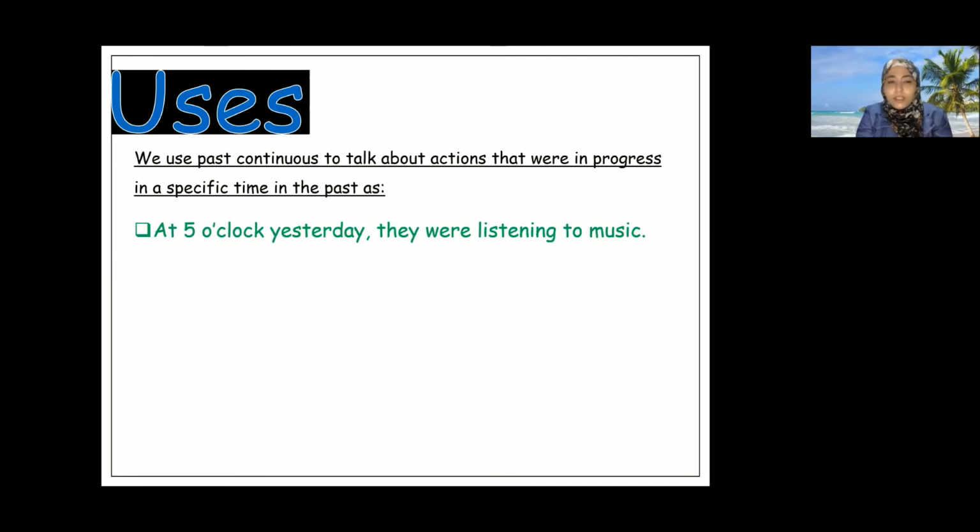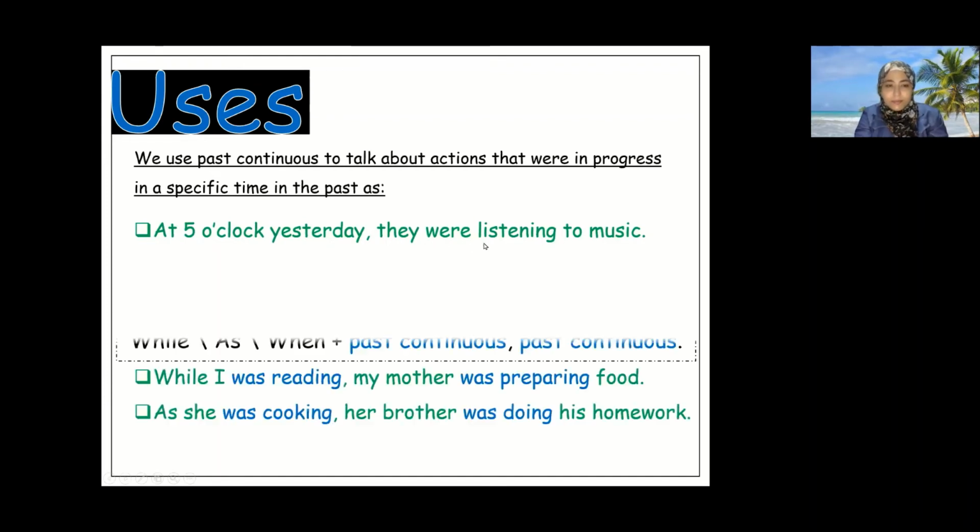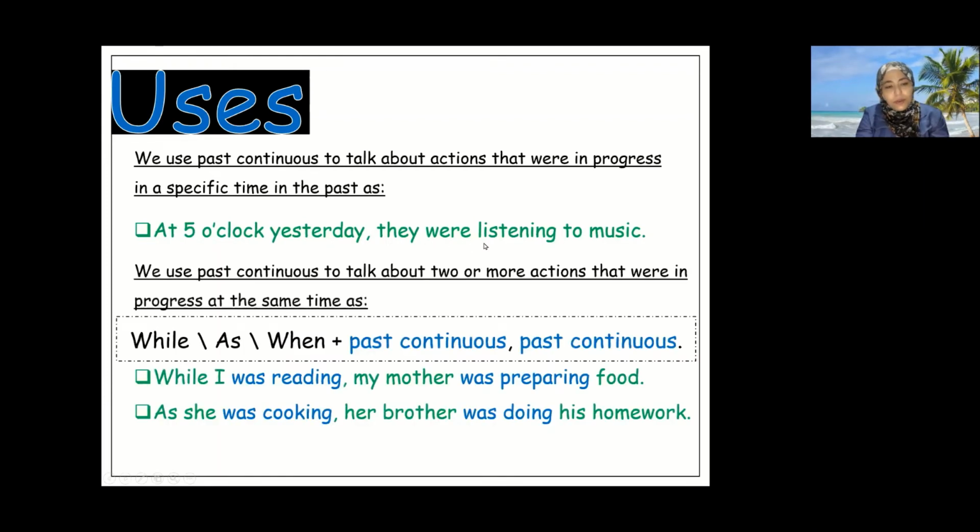So, what are the usages for the past continuous? We use the past continuous to talk about actions that were in progress at a specific time in the past, as in: at 5 o'clock yesterday, they were listening to music.